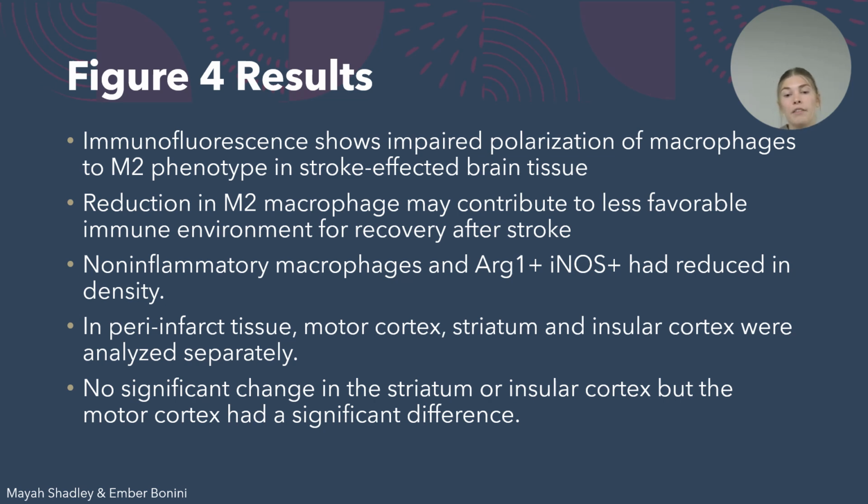And then the peri-infarct tissue, that was us looking into the motor cortex, striatum, and insular cortex, and that showed how they were all being analyzed separately and broken down. Just to recap on that one, we did see a significant decrease in the arginase 1 cells in the motor cortex, and that was the one that had the increase in significance. The other ones, yes, there was a slight increase, but it was not the dominant factor.